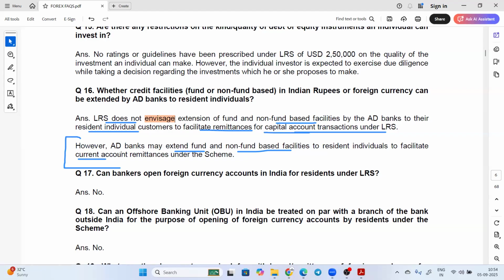And in current account also, it can be done mainly for education. Okay. Can bankers open a foreign currency account in India for a resident under LRS? No. Okay. So we cannot open a foreign currency account in India for a resident under LRS.